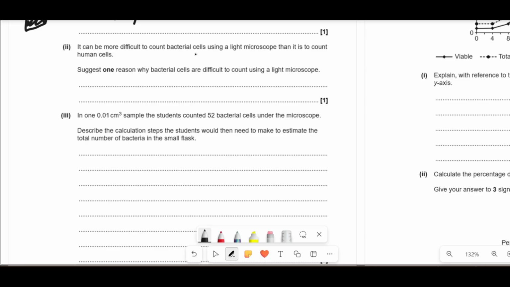So it can be more difficult to count bacterial cells using a light microscope than it is to count human cells. So just one reason why bacterial cells are hard to count with a light microscope: they're just smaller. That's pretty much it.